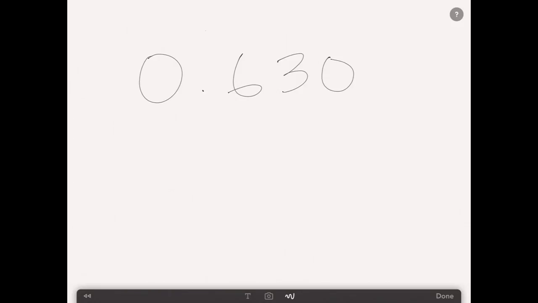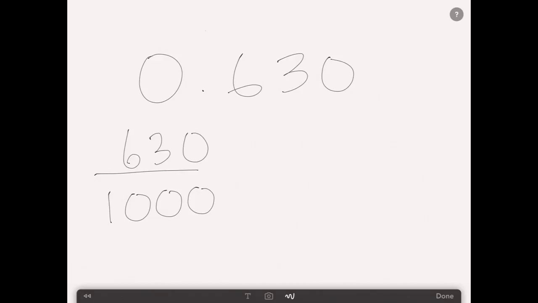So I said 630 thousandths. By saying thousandths, I know what my denominator is. Okay? And then, if I know that there is 630 of those, then I just write that on the top. So the numerator is 630, denominator is 1,000. So that's the same as writing 630 thousandths.